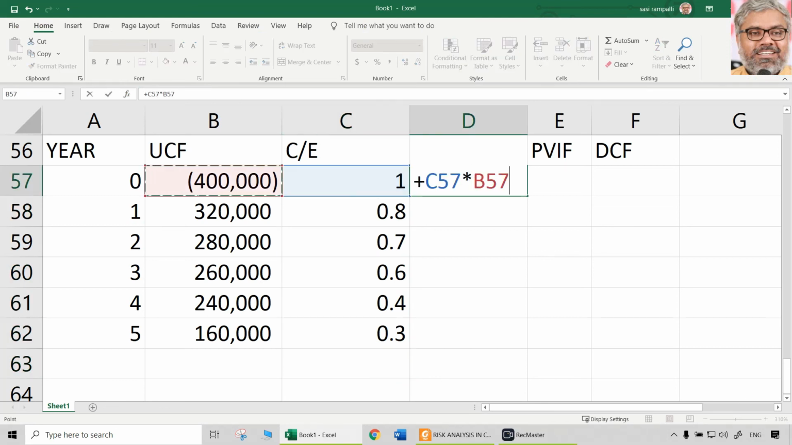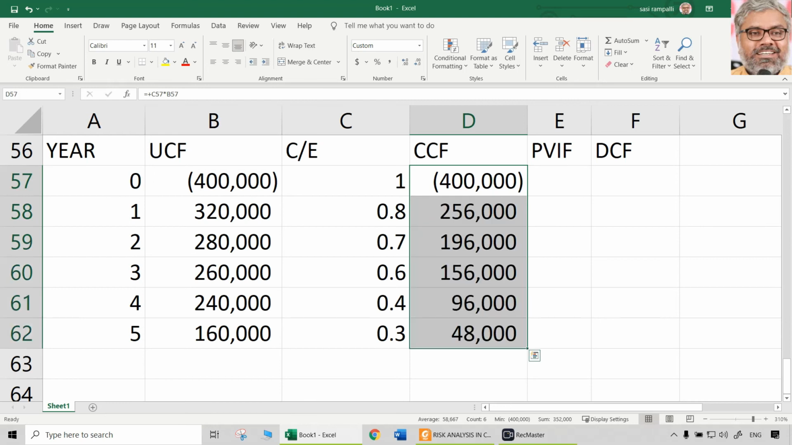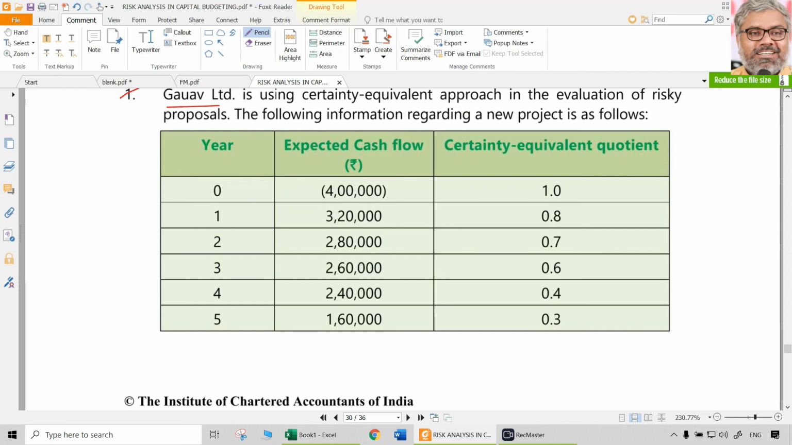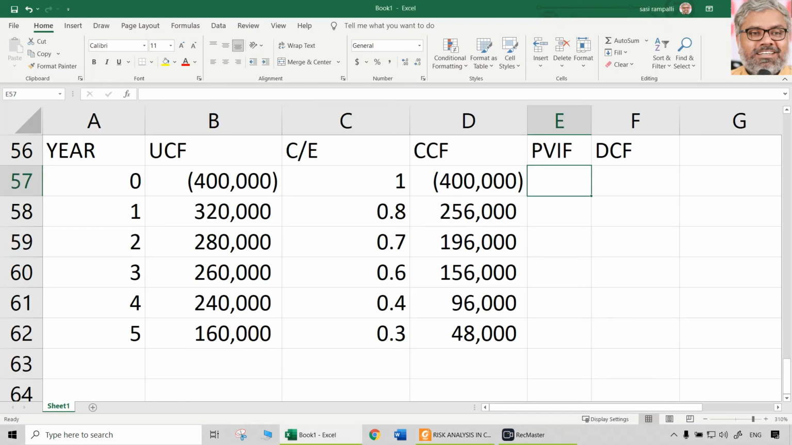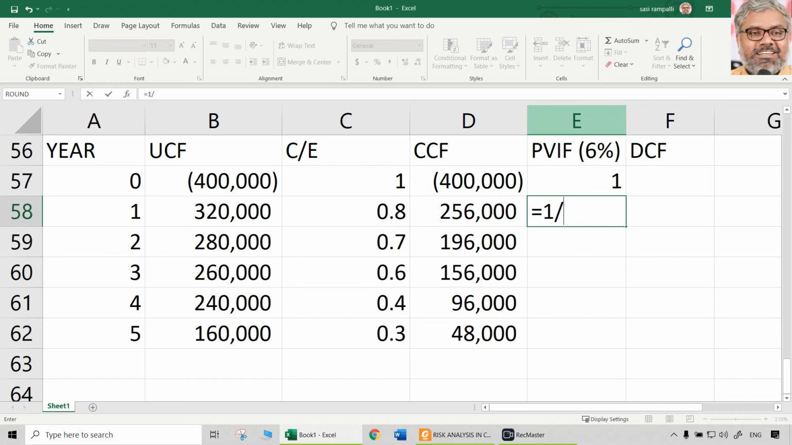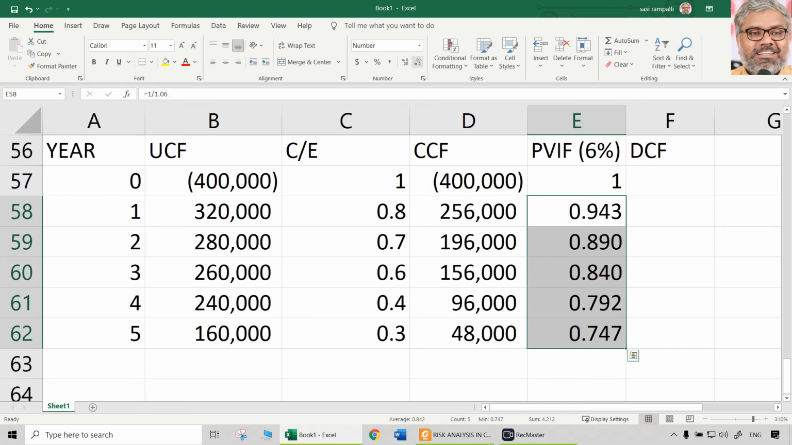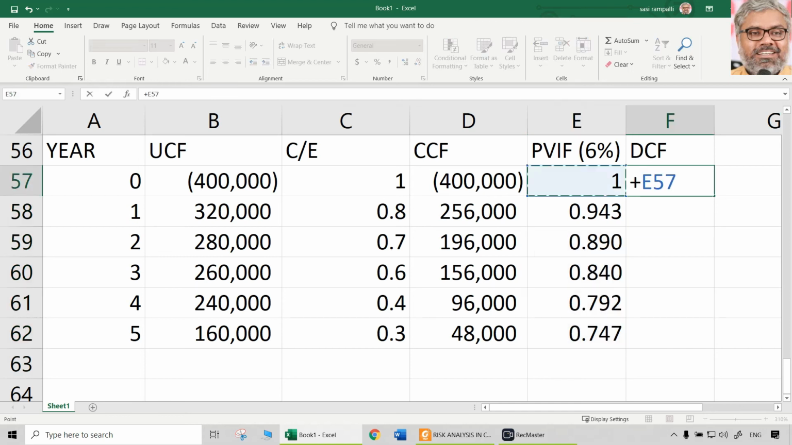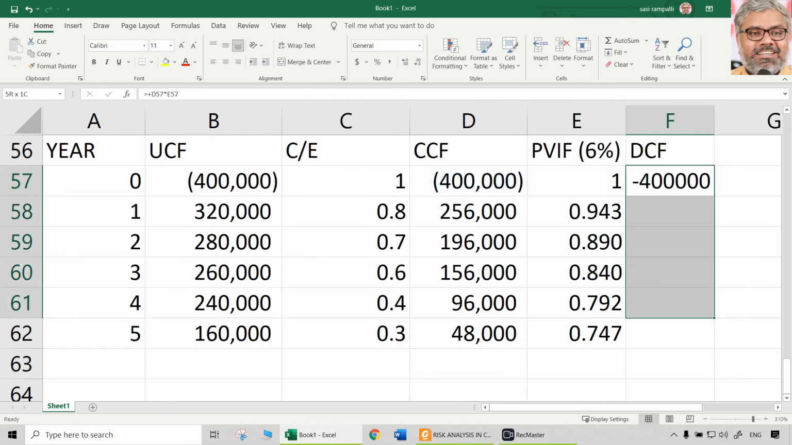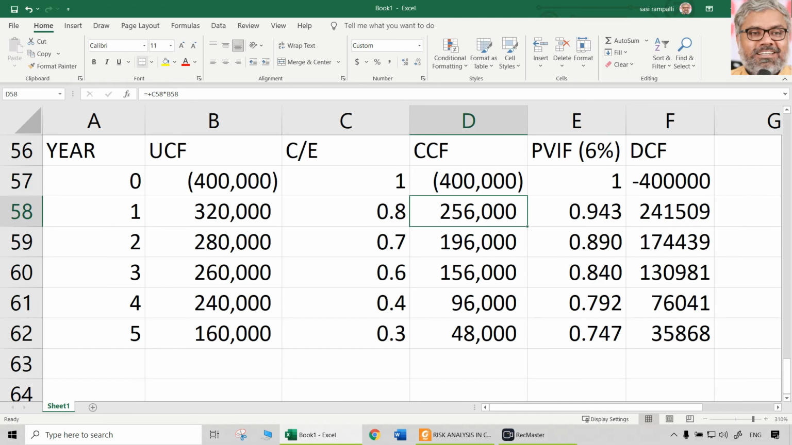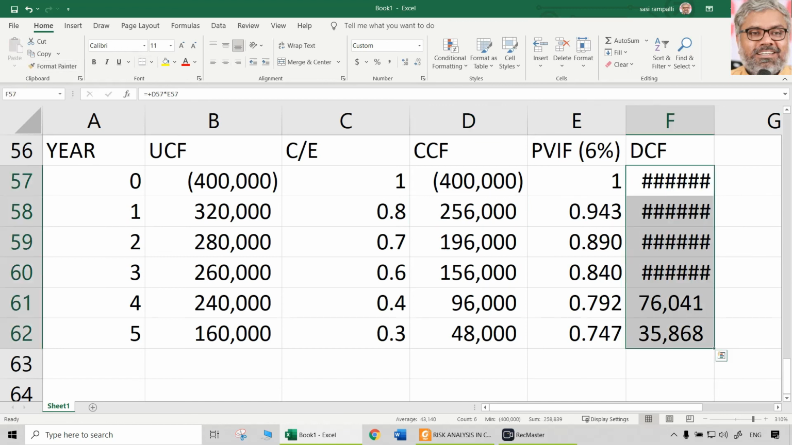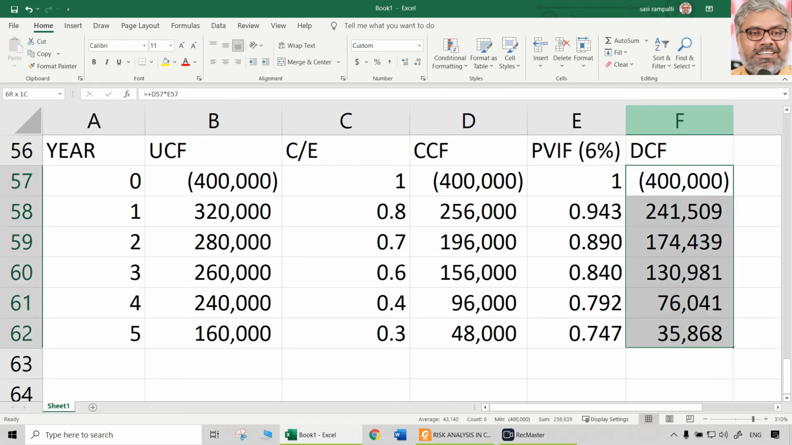First, certainty equivalent with the expected cash flows. Do this multiplication separately. Then PVIF has to be calculated at the risk-free rate, that is 6%. Of course, for year 0 it will always be 1. Then 1 divided by 1.06, that divided by 1.06, and so on. So taking only 3 decimals, these will be the PVIFs. Then discounted cash flows: multiply the certain cash flows with the PVIF, and do the same for all the other years. You need to do these calculations on paper with a calculator. Then total them, you get NPV.